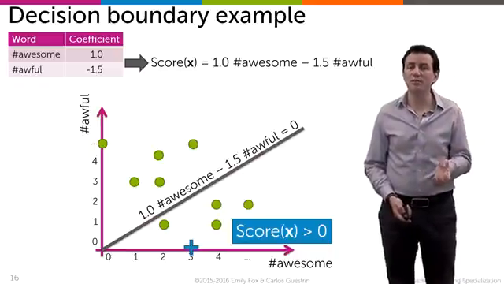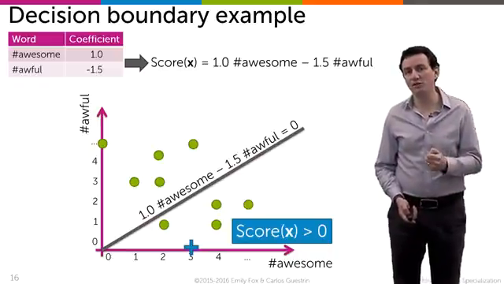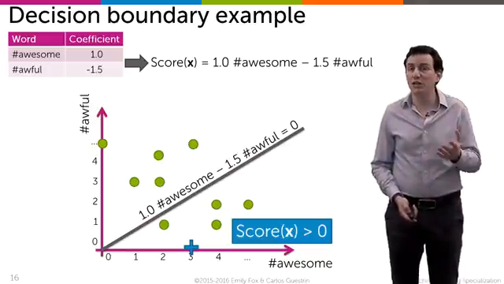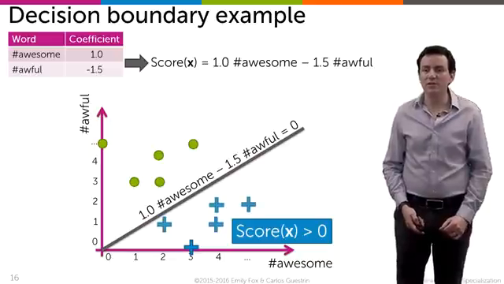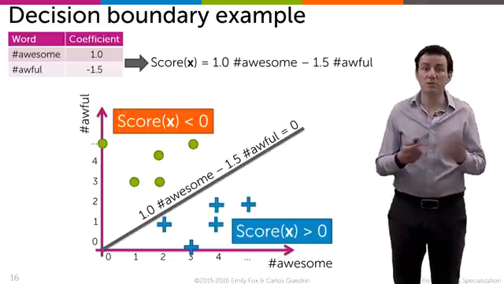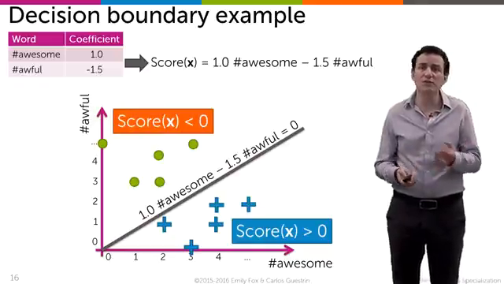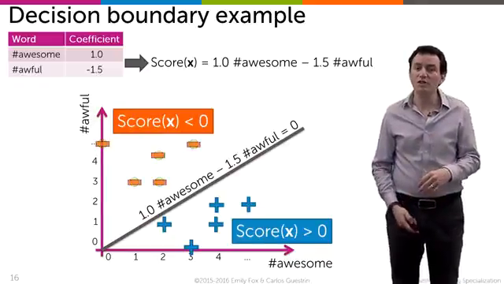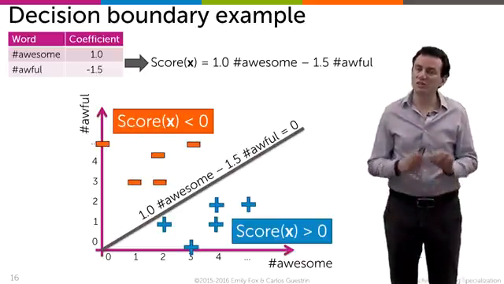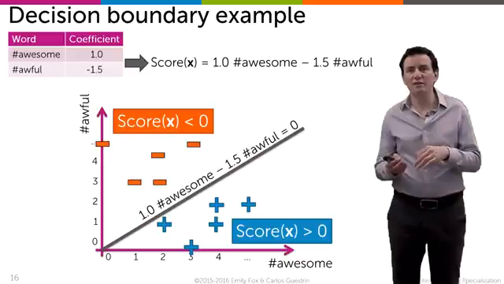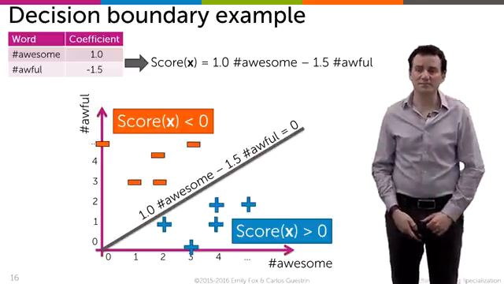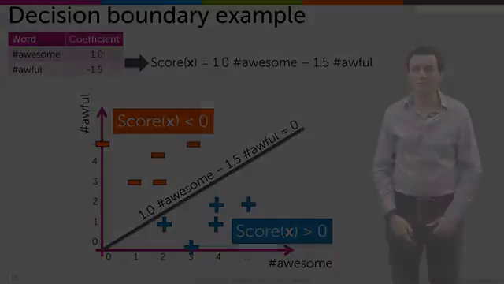So for example, take the point 3 awesomes and 0 awfuls. That has a score greater than 0, so we're going to classify that as +1. Similarly for all those points below the line. Now for the points above the line, if you check yourself, you see all of those have negative score. So we're going to label all of those as negative predictions. And so there's that line: everything below the line is positive, everything above the line is negative. That's what makes it a linear classifier, a linear decision boundary, really.